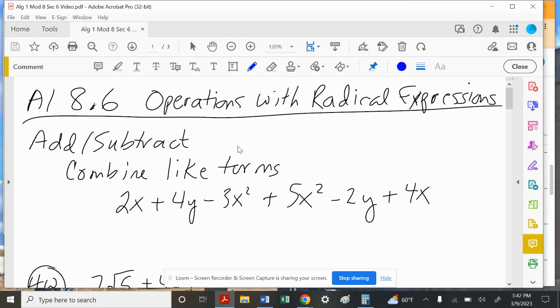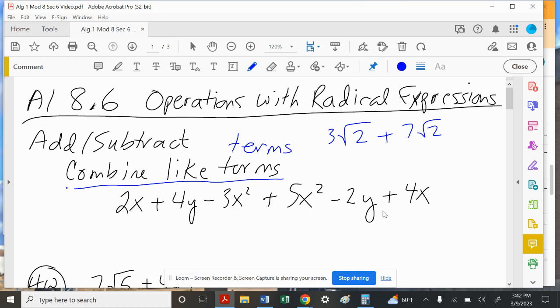So what I mean by that is, we add like 3 square root of 2 plus 7 square root of 2, something like that. And we're going to see how to do that. What's important is that it follows the same rules as we have with variables. We are going to combine like terms. So we have combining like terms in here.